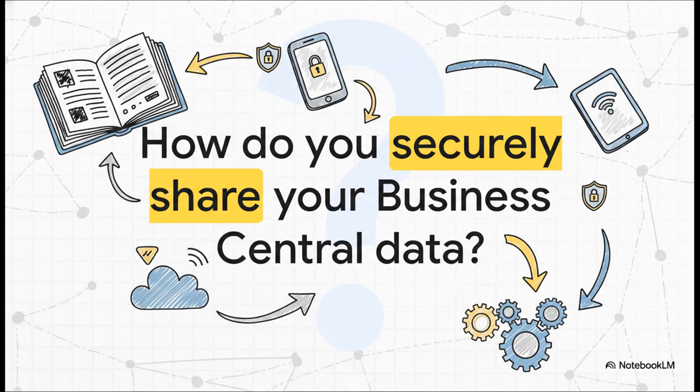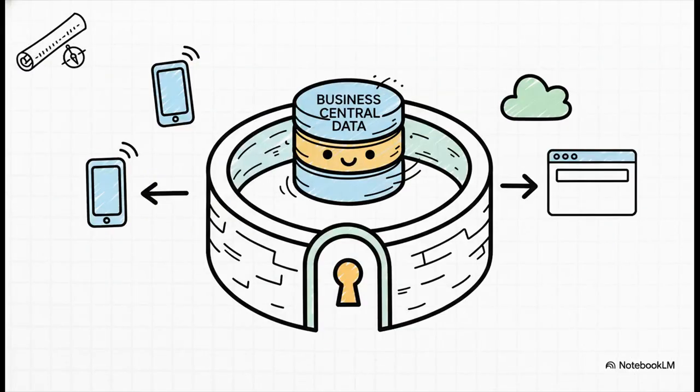So think about it, all of your most important information, your customers, your sales, your inventory, it all lives right inside Business Central. But what happens when you need to get that data out? Maybe you want to show your inventory on a public website or let your sales team update contacts from a mobile app. How do you actually make that connection securely and without a massive headache? Well, the answer is you build a custom API.